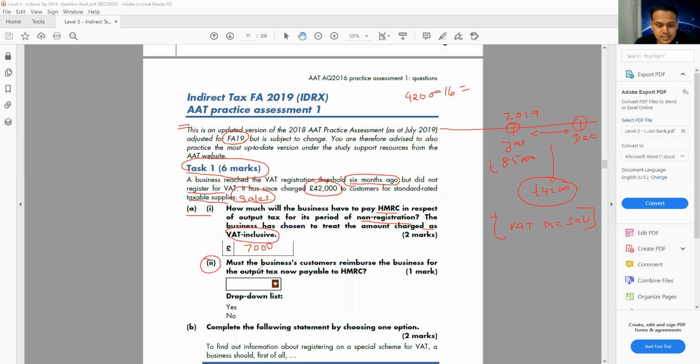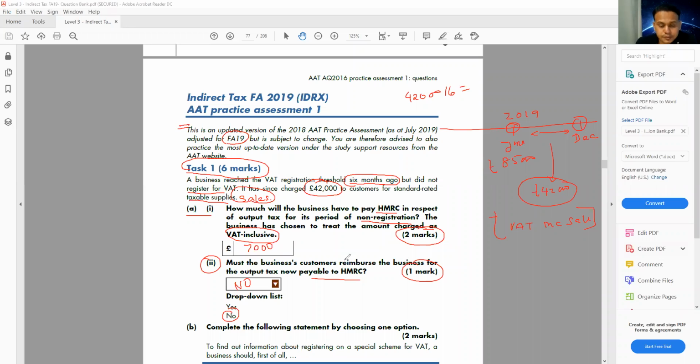Okay, the next question we have here: must the business's customer reimburse the business for the output tax now payable to HMRC? What will be the answer here? The answer will be no. The business's customer cannot reimburse the VAT that is now payable to HMRC. So in this one you can see we have 2 marks, and 1 mark just says yes or no.